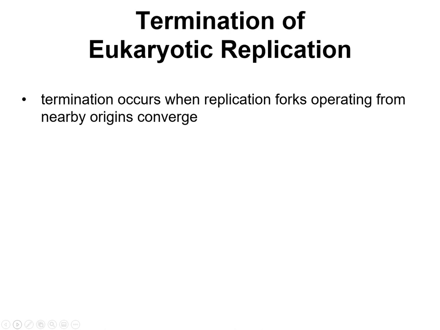Termination happens when the replication forks that are nearby converge. So they kind of crash into each other like bumper cars.